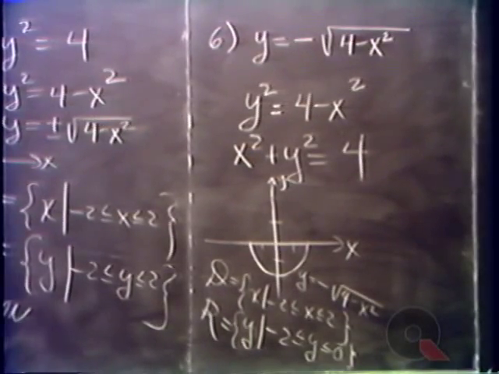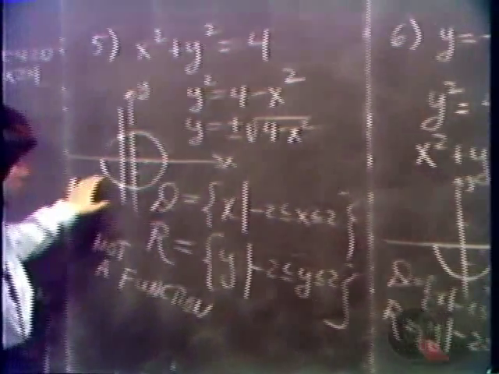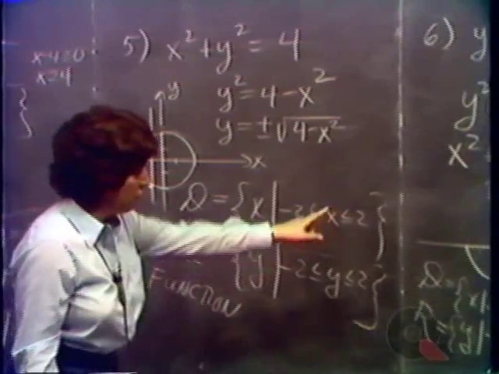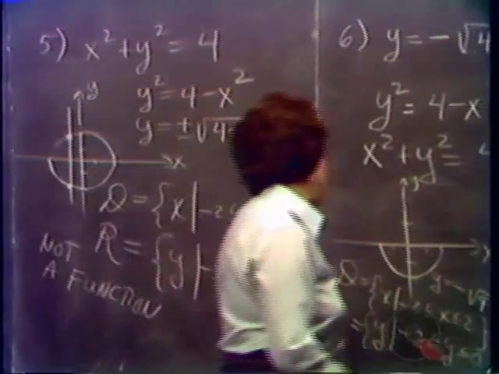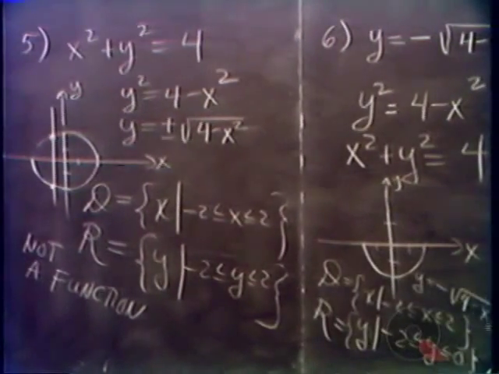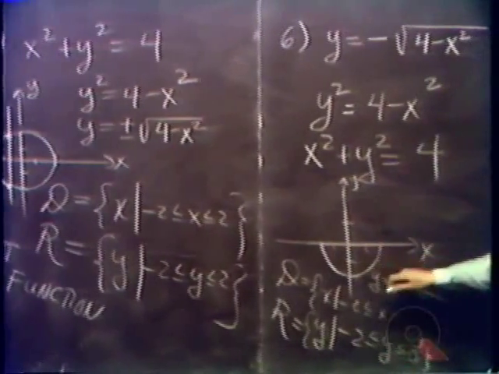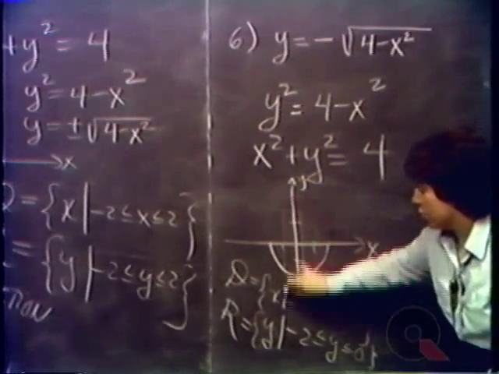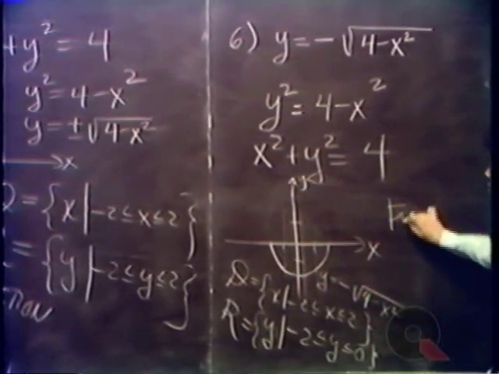And while the entire circle did not represent a function, since vertical lines cut it in more than one spot, the lower half of the circle, or the upper half of the circle if we were going to consider that, does represent the graph of a function. Here we have a vertical line. No vertical line cuts it in more than one spot. So it is a function.